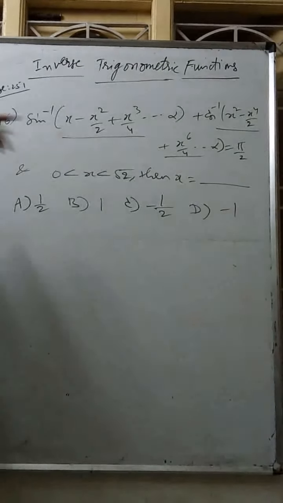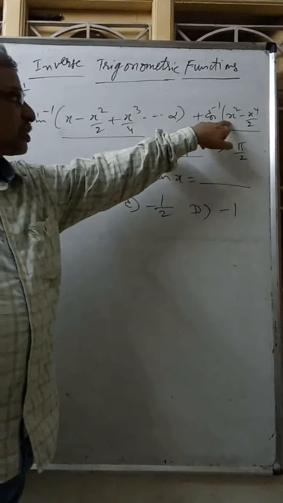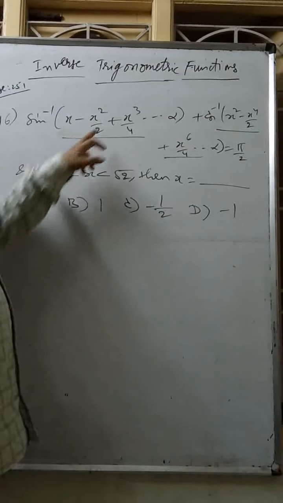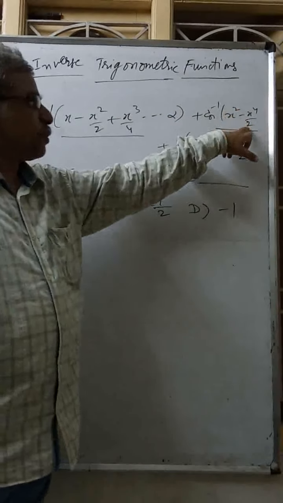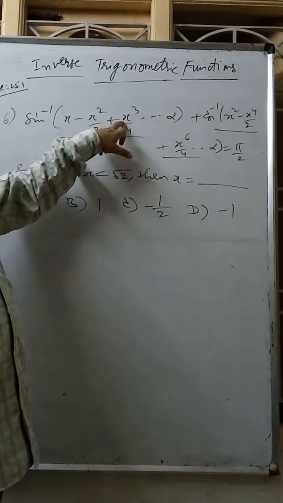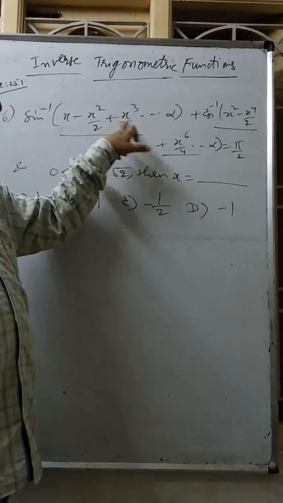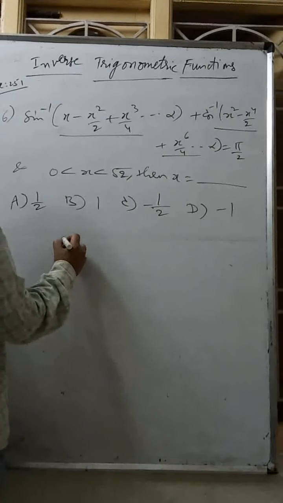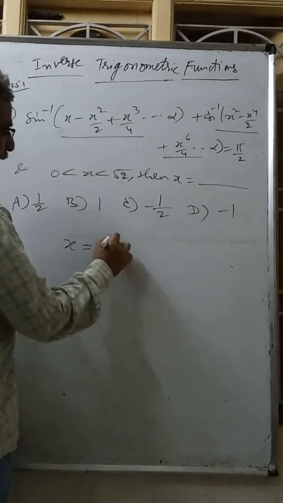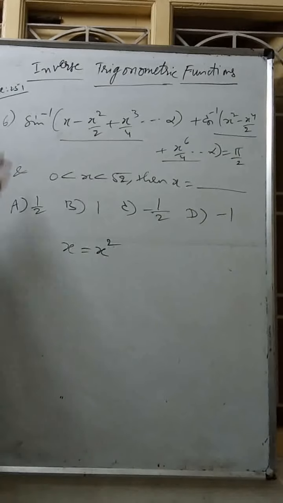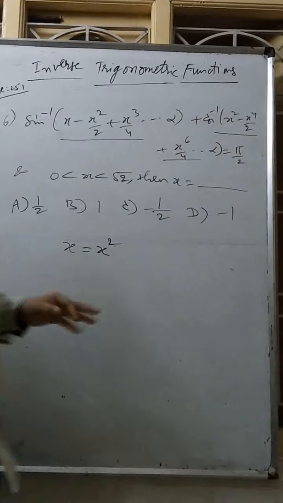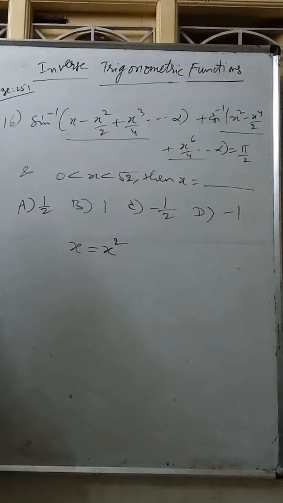If you observe, this is x square. This is square of this. X square whole square, x power 4 by 2, observe. This is x cube whole square, x power 6 by 4, observe. And so on till infinity. Means if you observe both, we will get x equal to x square. Because sin inverse x plus cos inverse x, these two must be equal. Means x must be equal to x square.